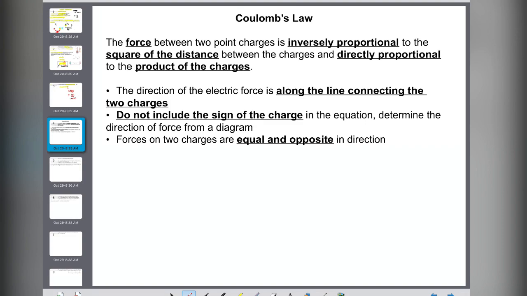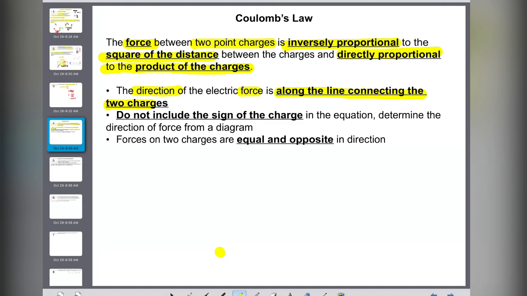All right, so that means every time they're asking you to use Coulomb's law, you already have the k. Just like what the equation is saying, the force of any two point charges is inversely proportional to the square of their distance. That's why it's divided by r squared. And it's directly proportional to the product of the charges. That's why Q1 and Q2 are at the top. And the direction of the forces is along the line connecting the two objects.